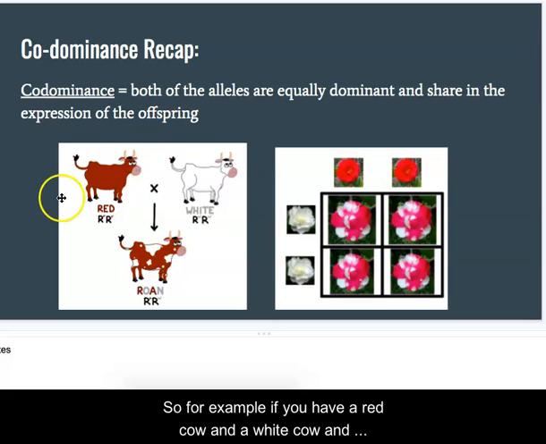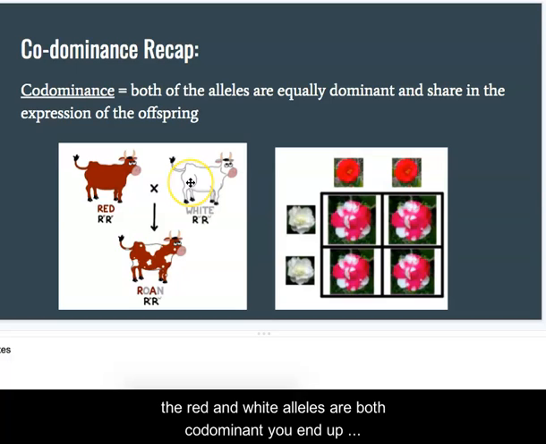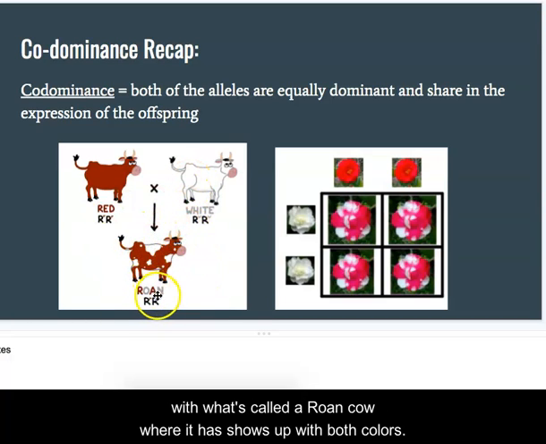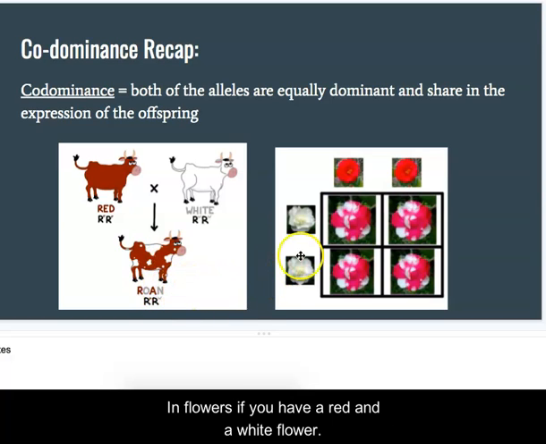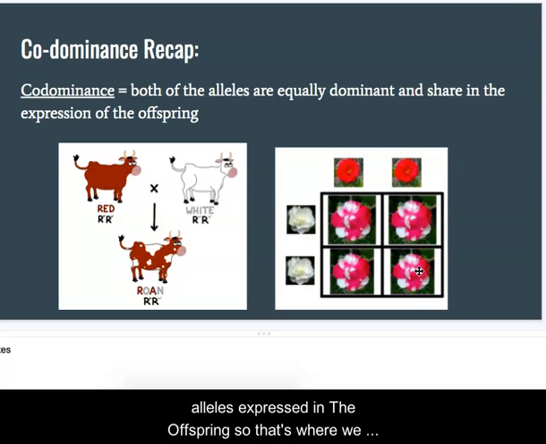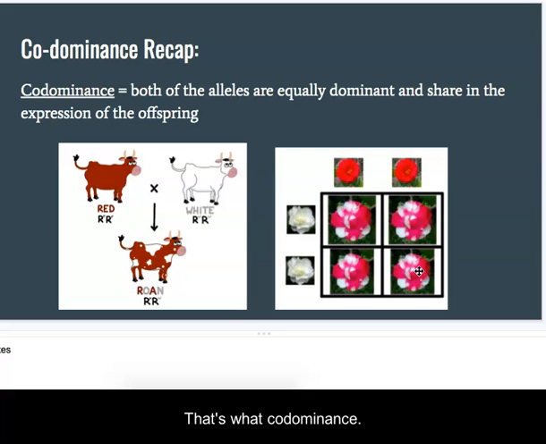So for example, if you have a red cow and a white cow, and the red and white alleles are both co-dominant, you end up with what's called a roan cow, where it shows up with both colors. In flowers, if you have a red and a white flower, co-dominance would have both of the two alleles expressed in the offspring. So that's when we end up with these multicolored flowers that are both red and white. So that's what codominance is.